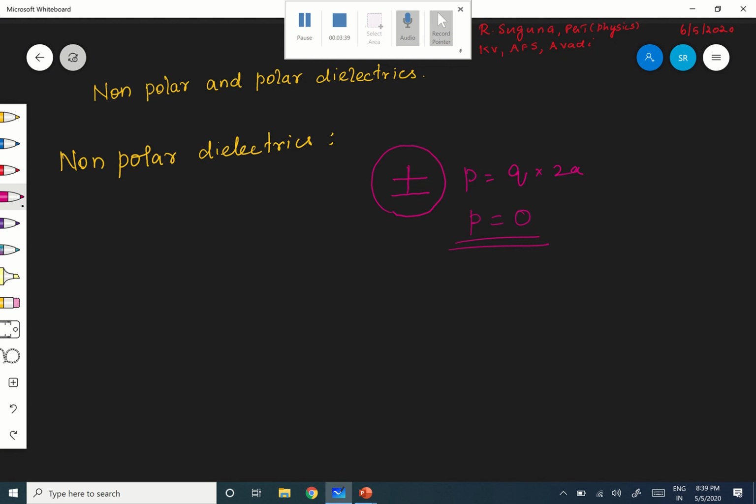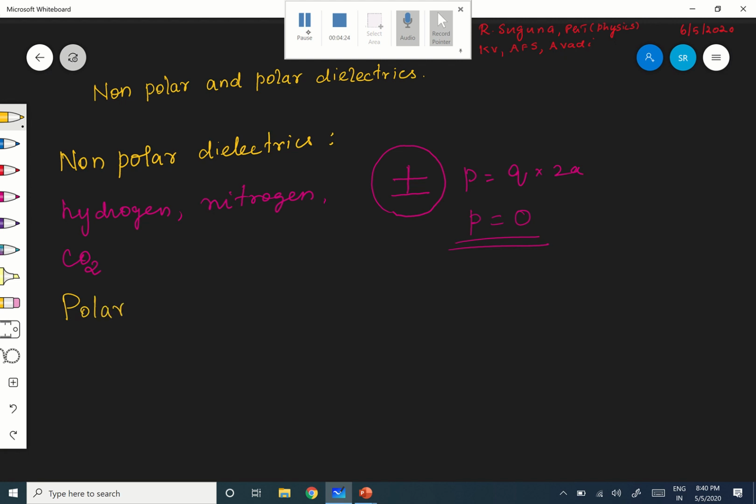Examples of non-polar dielectrics: hydrogen, nitrogen, oxygen, carbon dioxide, and you can say benzene, methane, etc. They have a very symmetric shape. Why? Because they belong to non-polar dielectrics; their center of mass of positive and negative charge coincide with each other. Right. Now we'll go to polar dielectrics.